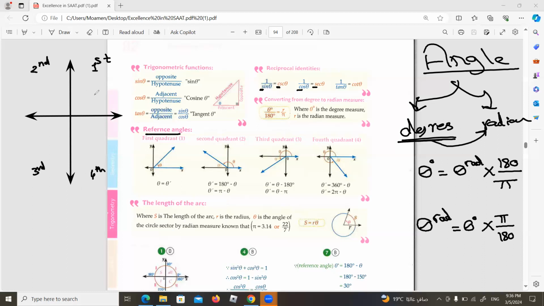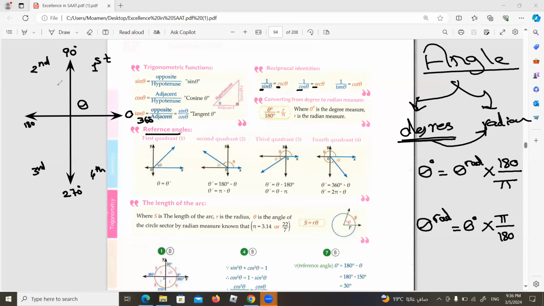In the first quadrant, you have the angle theta. Here we start from 0, and then 90, and then 180, and then 270, and we make a complete rotation and return back to 0, which is 360. If you have an angle theta in the first quadrant, it's still theta. The angle is equal to 30, so theta is equal to 30. Theta is equal to 60, and so on.